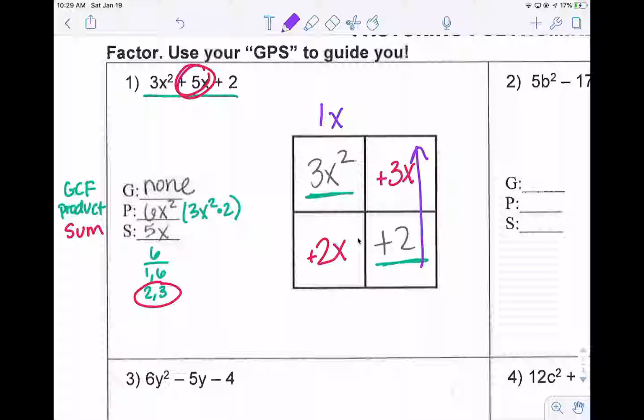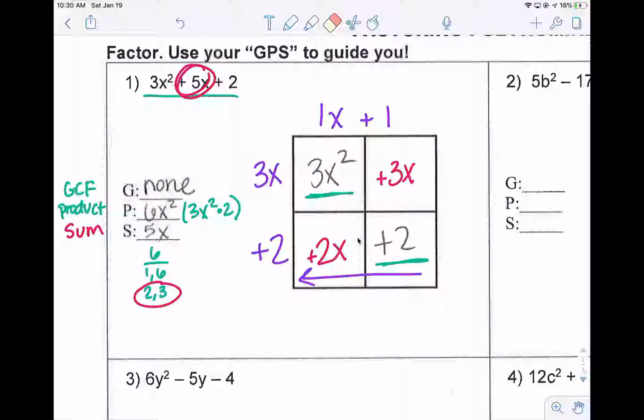Looking here, there's a number or a term here that was multiplied through both of those boxes, so we're going to factor out our GCF. 3x and 2 do not share any x's and they don't share any numbers, so we use a 1 as a placeholder. Going horizontally, we're trying to figure out what was here that was multiplied to both boxes. So 3x squared and 3x share a 3 as well as an x. And then going horizontally this way, 2x and 2 share a 2.